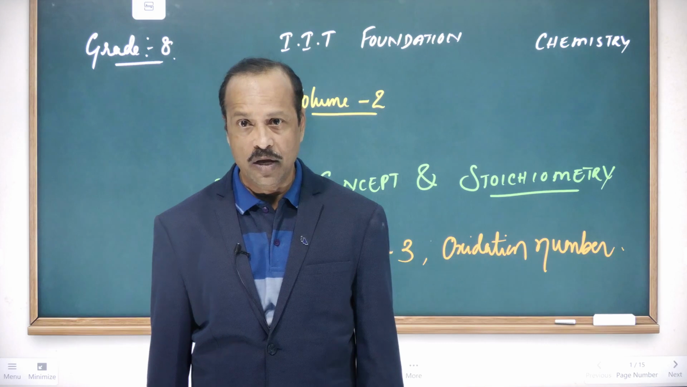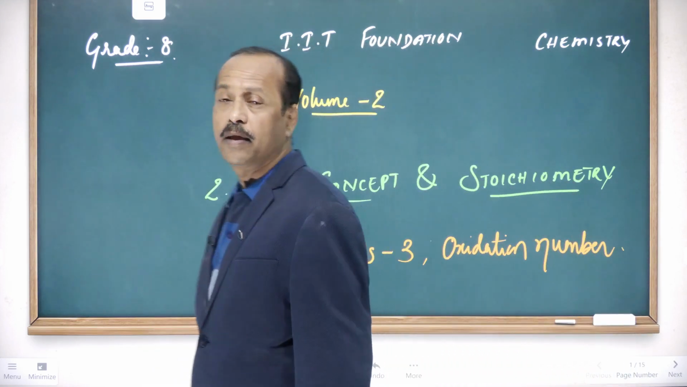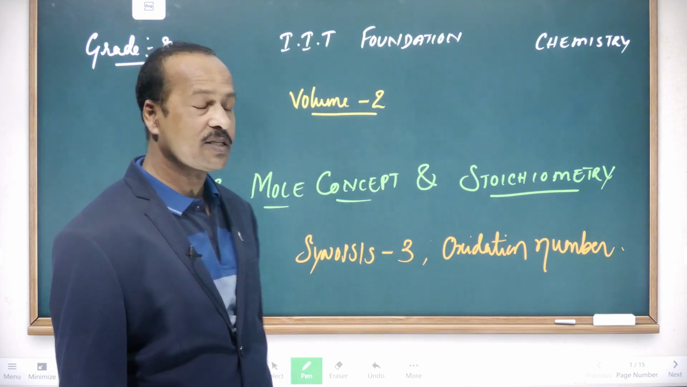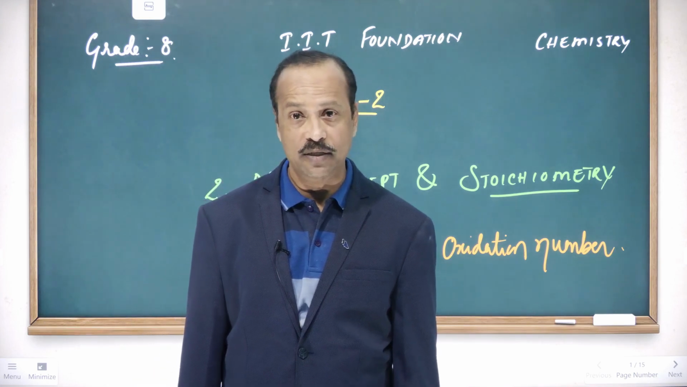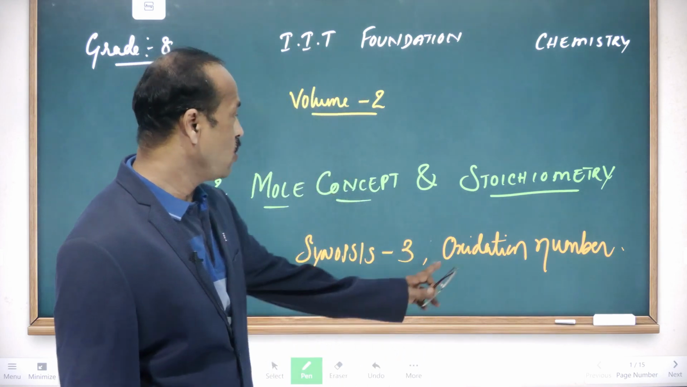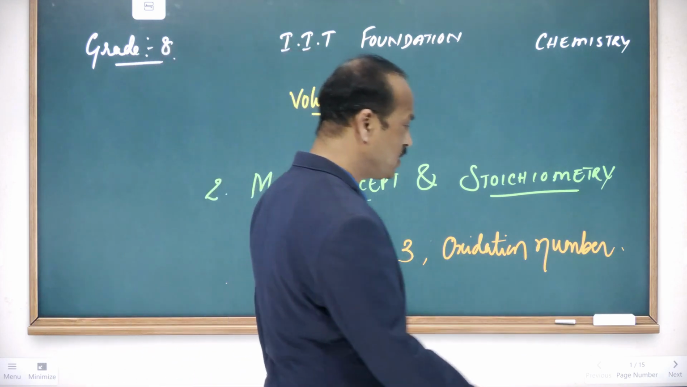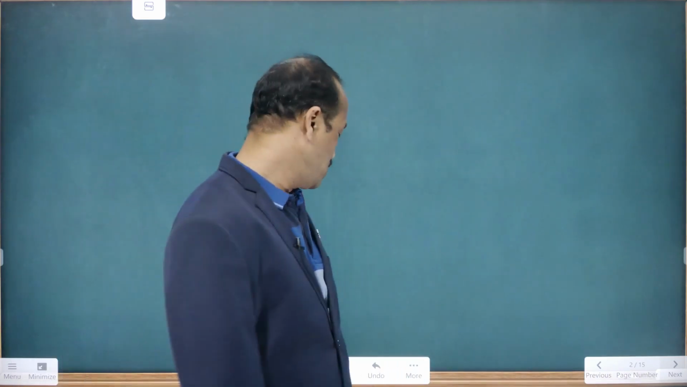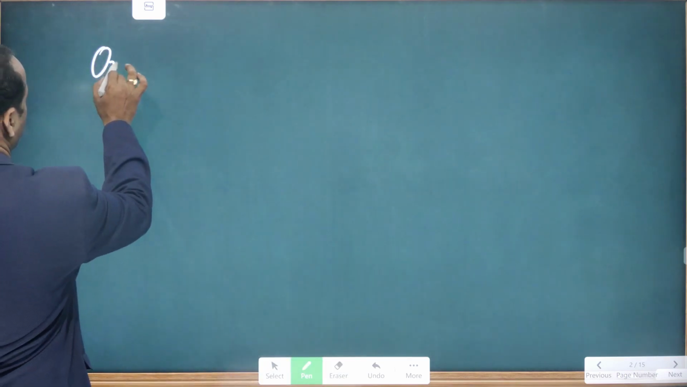So students, grade 8 IIT Foundation, and in volume 2 we started the mole concept and stoichiometry chapter, the second chapter. In that we completed two synopses, and today the third synopsis, that is oxidation number. What is it? Oxidation number, which is also called oxidation state. Now let us see what is meant by the oxidation number.